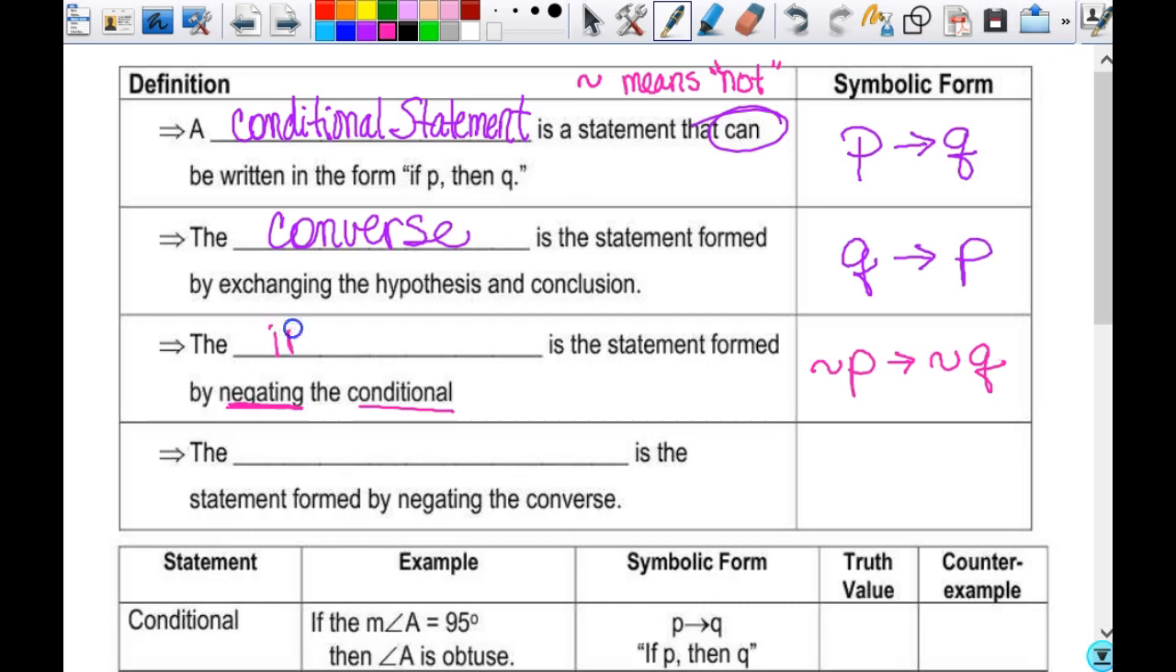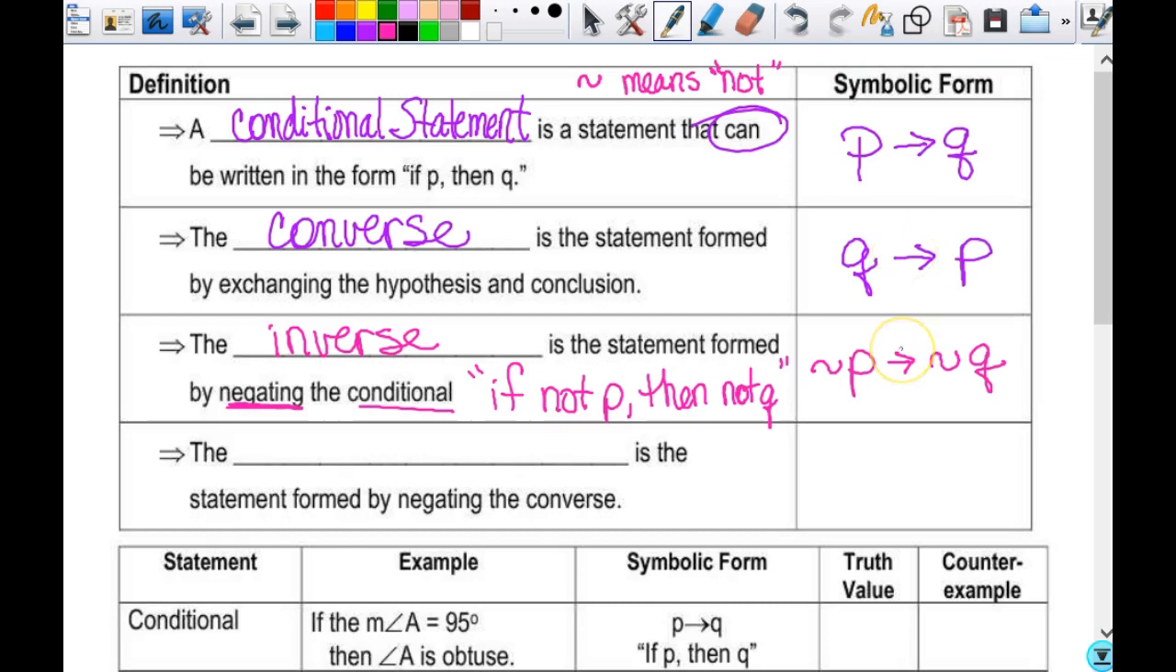So this is called the inverse. What we would say here is, if not P, then not Q, whatever it is. So let's think about this. If you fail a class, then you are grounded. There's your conditional. The converse would be, if you are grounded, then you failed a class. Is that going to be always a true statement? No, because there's probably something else you're going to do to get yourself grounded, right?